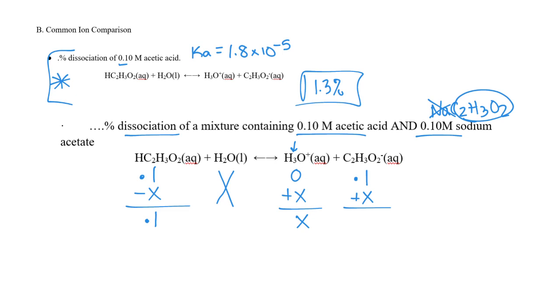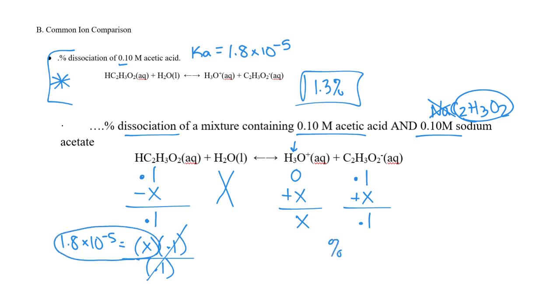So I'm going to have an X there for H3O plus, and then I'm going to have a 0.1 here for my acetate ion instead of X. So when I go ahead and solve for X, if I know K, I get 1.8 times 10 to the negative fifth. I get not X squared on the top this time. I get X times 0.1 divided by 0.1. So my 0.1s are going to cancel basically, and X is 1.8 times 10 to the negative fifth.